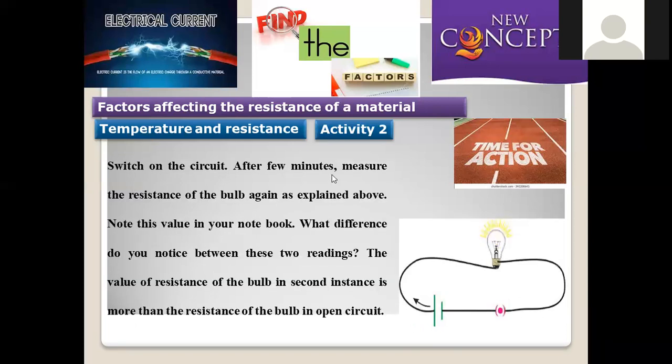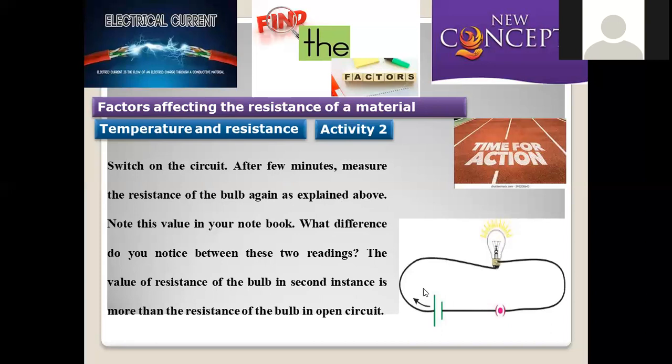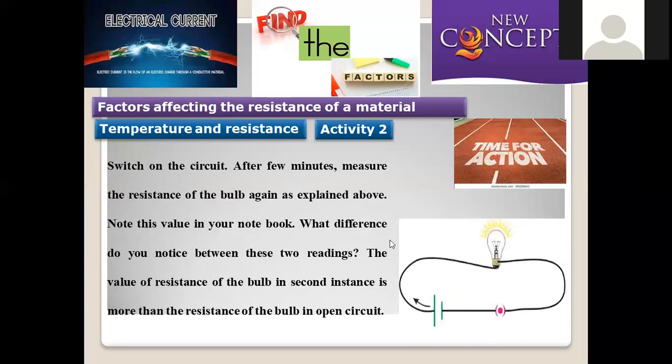Switch on the circuit. After a few minutes, measure the resistance of the bulb again. So we have taken the initial resistance. After a few minutes, you are again going to measure its resistance at different time intervals. As mentioned in the above case, in the same manner, we are going to continue the experiment with the time intervals. Note down the value again in the notebook. The value should be tabulated.